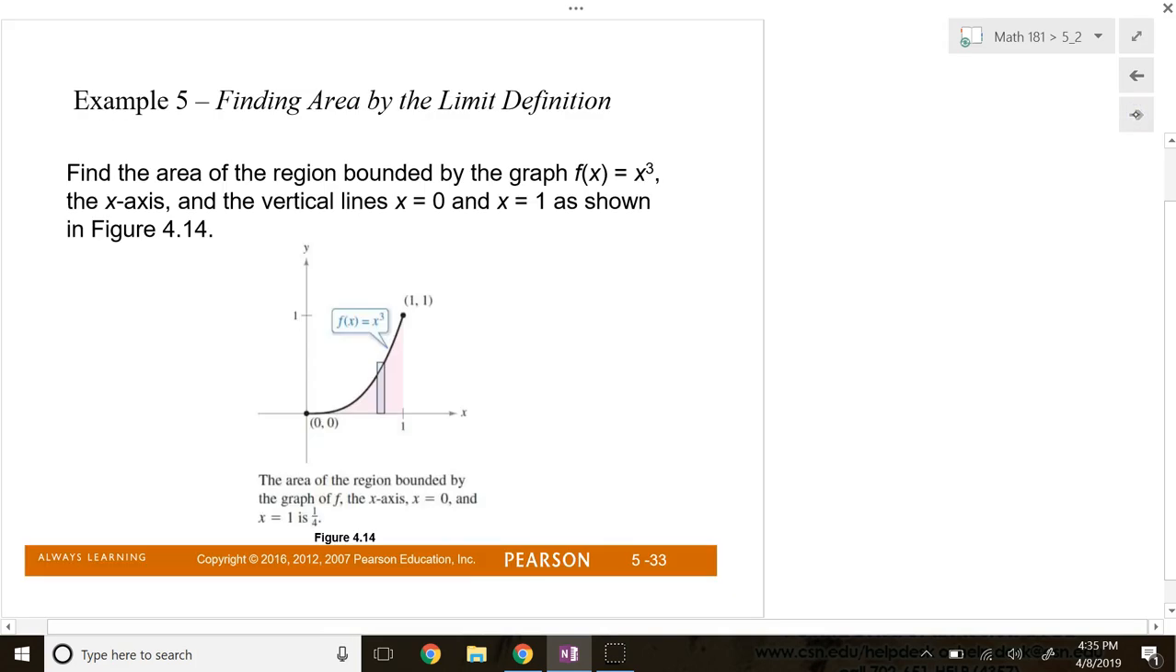Okay, so for example, if you're going to find the area bounded by x cubed, the vertical lines from 0 to 1, as shown in this figure here, we're going to start out with number 1, what's the width? Delta x is b minus a over n. Well, we're going from 0 to 1, so 1 minus 0 over n. So 1 over n. Number 2, and let's do a right-hand approximation.